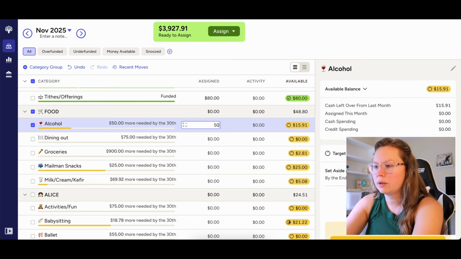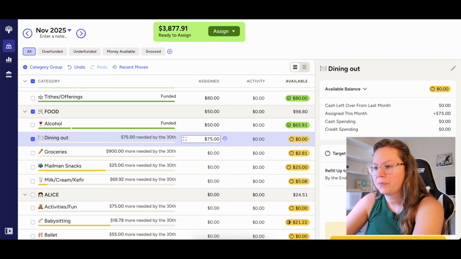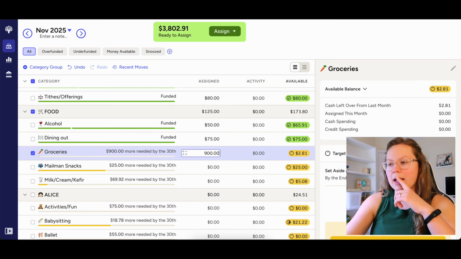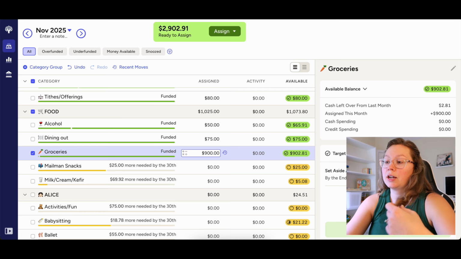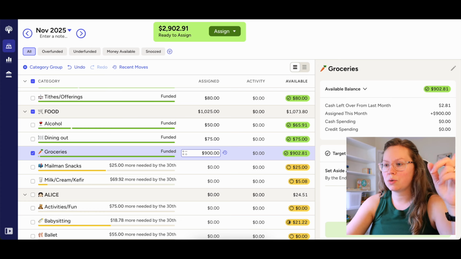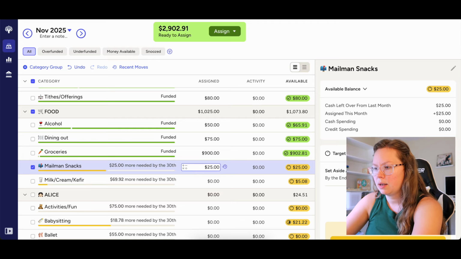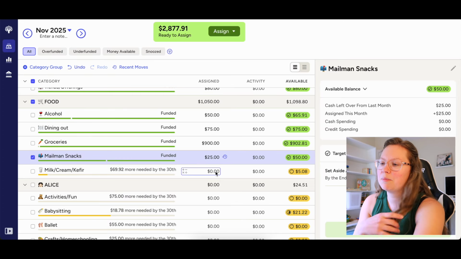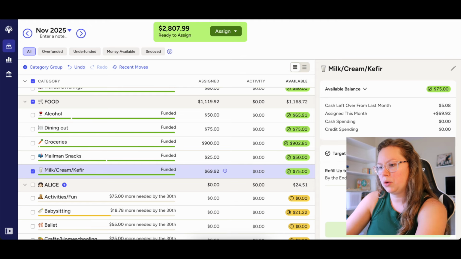Then alcohol, we're doing $50. Dining out, we're doing $75. Groceries, I upped that just this past month because it was lower than that, and I did have some left over, but I had to use it towards other things. Then $25 for mailman snacks. Going to get my cart ready for Christmas. I have it out all year round, but I want to make it special for Christmas. Then $69.92 for our raw milk subscription.